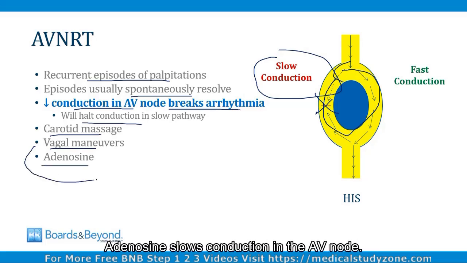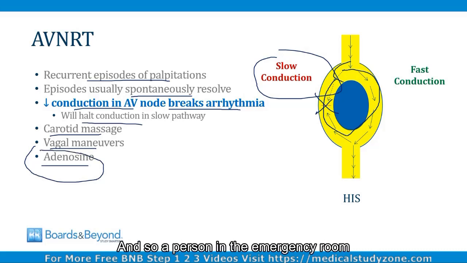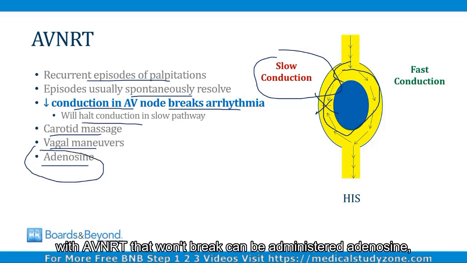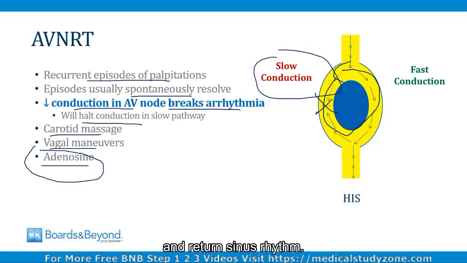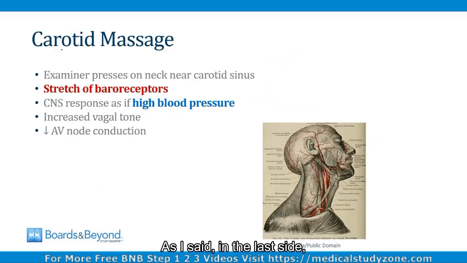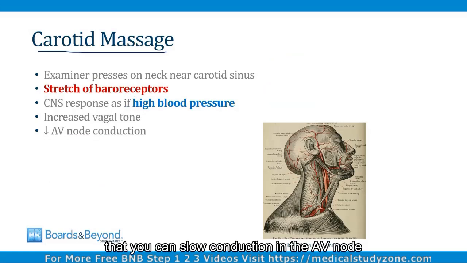Adenosine slows conduction in the AV node, and so a person in the emergency room with AV-NRT that won't break can be administered adenosine, and that will break the tachycardia and return sinus rhythm. As I said on the last slide, carotid massage is another way that you can slow conduction in the AV node to break the arrhythmia AV-NRT.